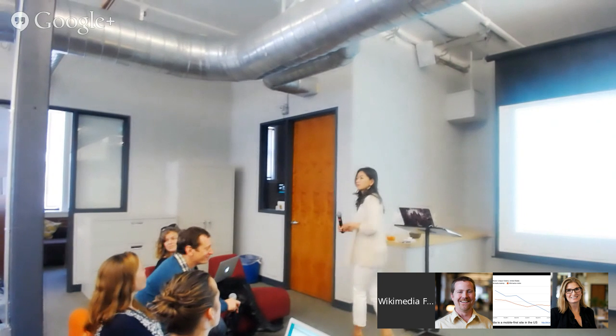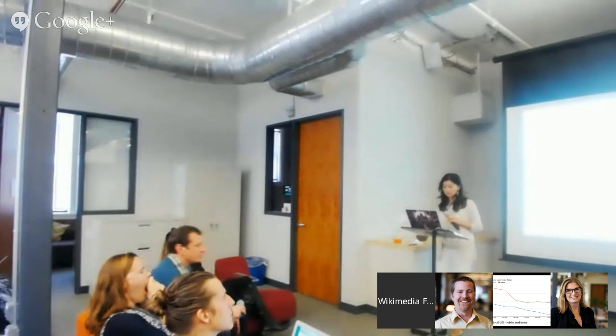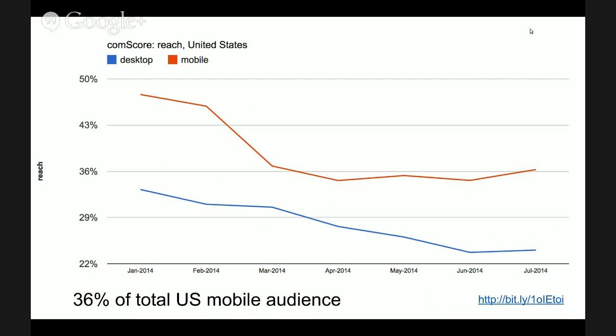Hey Dario, can you go to the reach slide? So that's actually quite a sharp downwards trend from January in reach, from about 46% to 36%. Do we know, so we've only got a few months' worth of data here. Do we expect this to be seasonality, or was there something that we did in February that annoyed people?